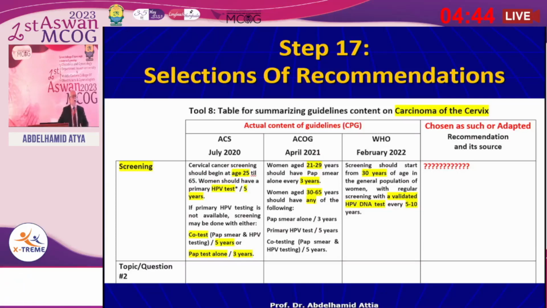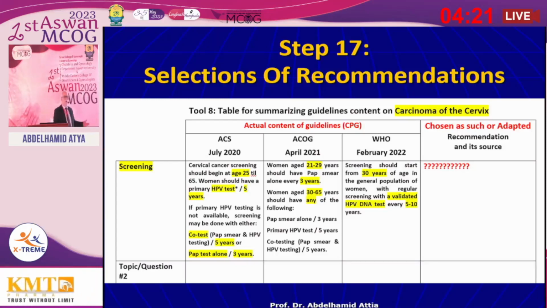Which recommendation are we going to take and use in our context? Are we going to take that of the WHO, or that of the American College, or that of the American Cancer Society, or modify the three to put something based on these three guidelines and three recommendations to suit our environment? This is the adaptation process.